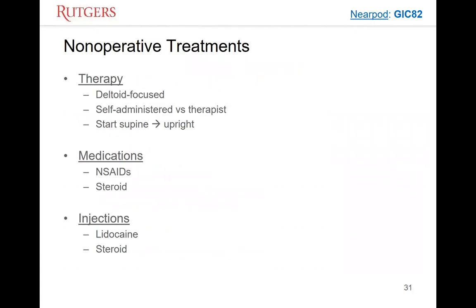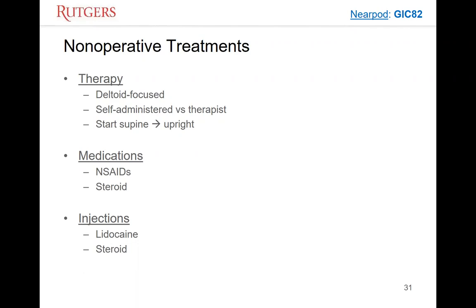In many individuals, particularly the lower functioning elderly patients, non-operative management of irreparable tears is the preferred first-line treatment. Given the baseline irreparability of these tears, there's really little risk in delaying surgical intervention, except for the development of cuff tear arthropathy in the long term. The mainstays of non-op treatment include therapy, medications, and injections. Therapy is primarily focused on the deltoid and can either include a self-administered home program or a formal therapist-guided program. It usually starts supine and progresses to upright over the course of a few months.